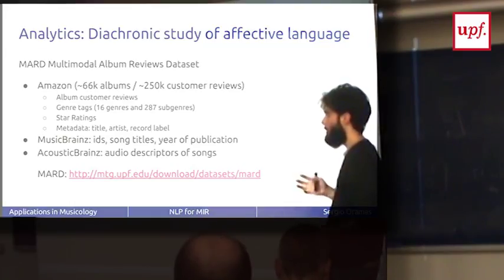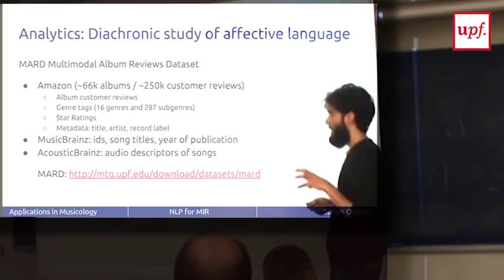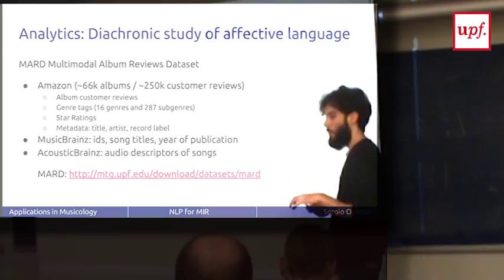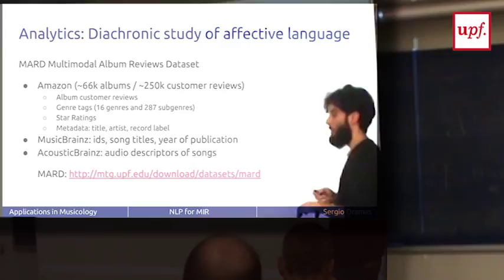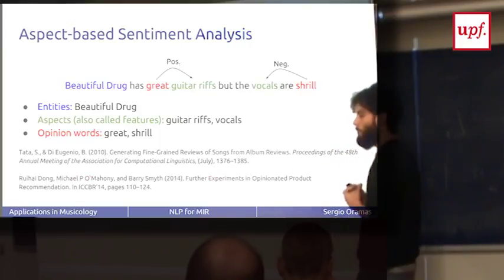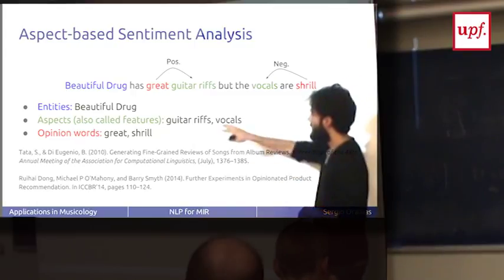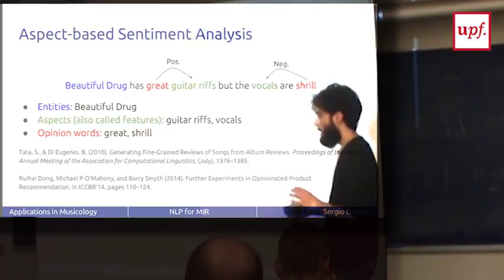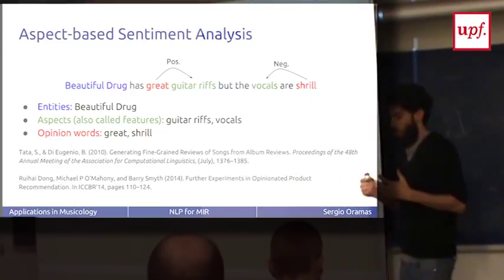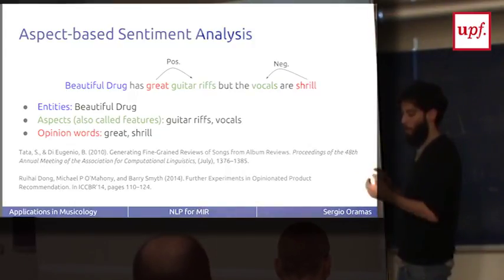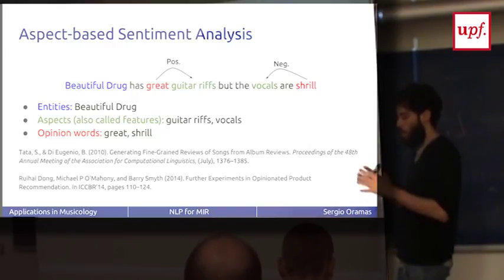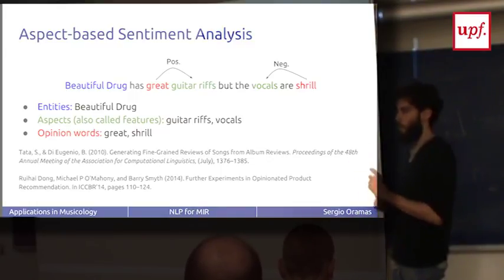So at the end we have some information, and what we did is apply sentiment analysis to the customer reviews to get the sentiment in every review, and then average it by year of publication and by year when the review was written. This is aspect-based sentiment analysis. In typical sentiment analysis you do classification: you have a text and you give a label, positive, negative, or neutral. But in aspect-based sentiment analysis, we have a document, but perhaps there are different things inside the document with different sentiments.